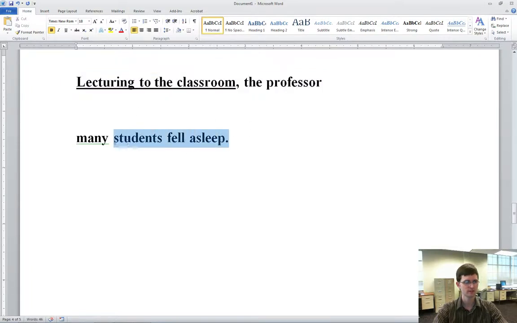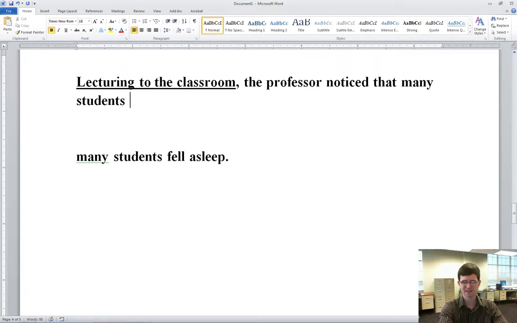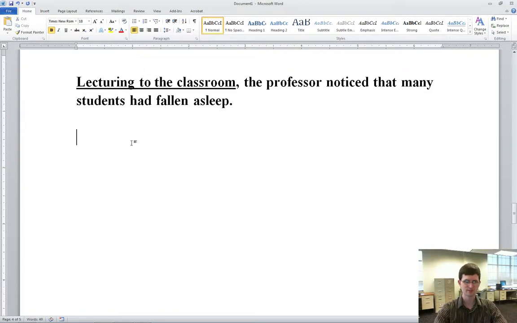Now I just need to figure out how to get this content up here in a way that makes sense. Gonna need a verb, something for my professor to do. How about the word noticed? The professor noticed that many students, I need a slightly different verb tense here, had fallen asleep. Okay. Now we've got a sentence whose modifier does not dangle, and that still talks about the right content.